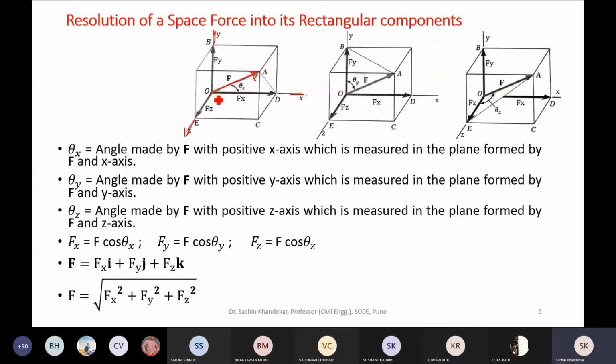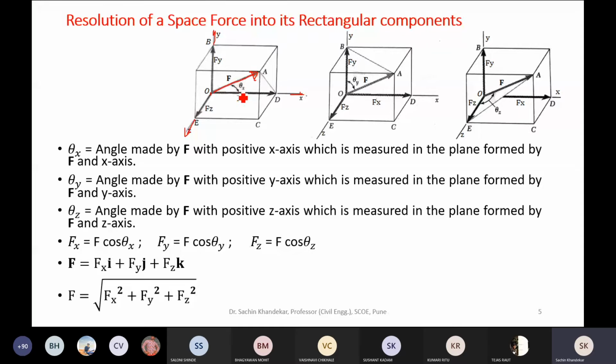OA or F, this force F becomes the diagonal of this particular cube, or cuboid. Okay, I hope you have understood now. See here, I am showing now.